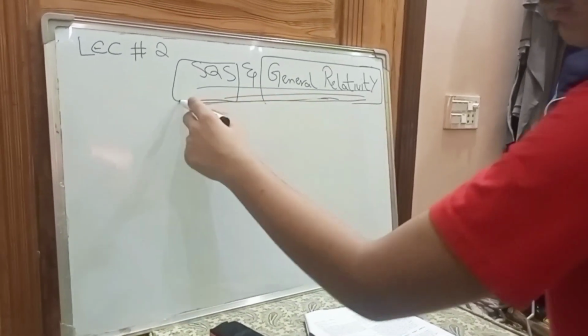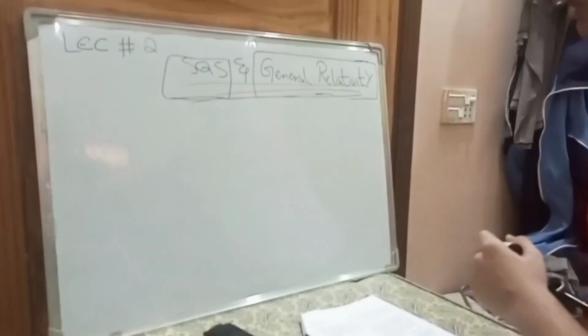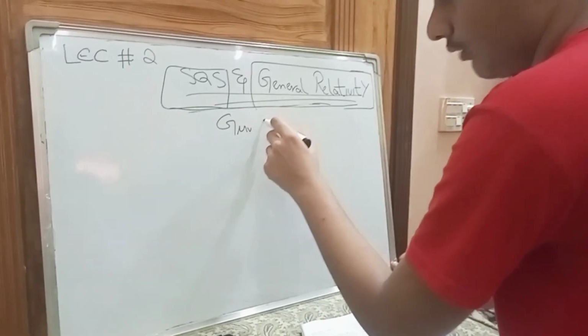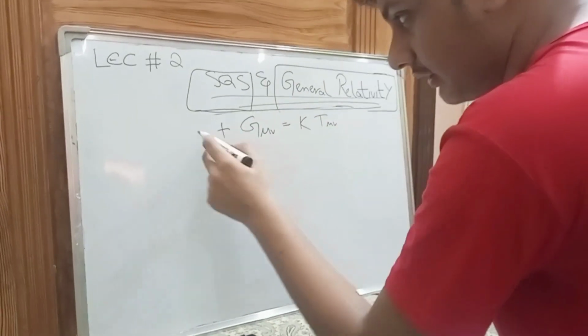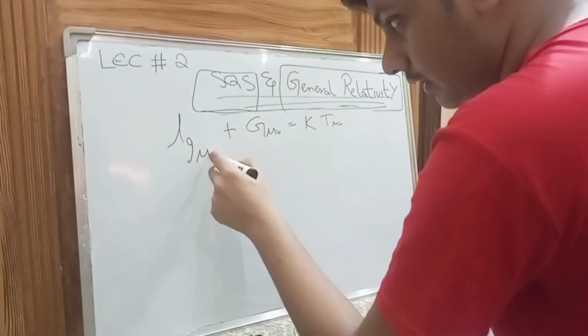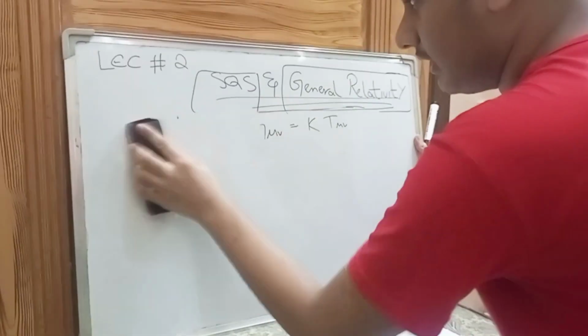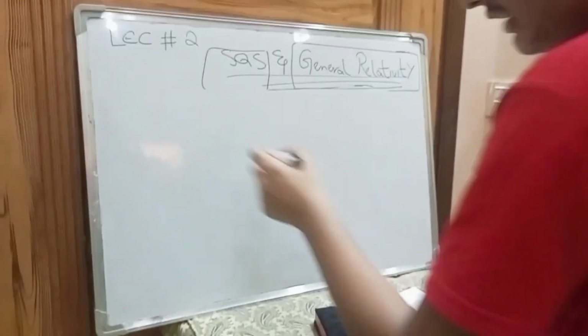Now, in this lecture, we're going to talk about superior quantum system and its applications on general relativity on this field equation: G mu v equals k T mu v plus the dark energy term. Now, let's use the formula we derived in the previous lecture.